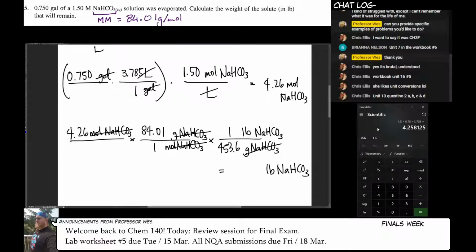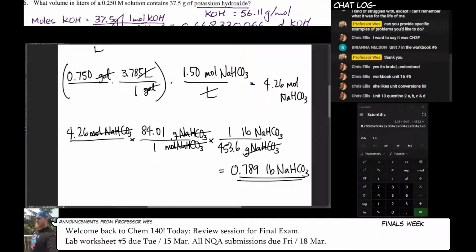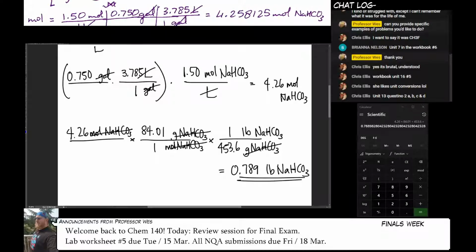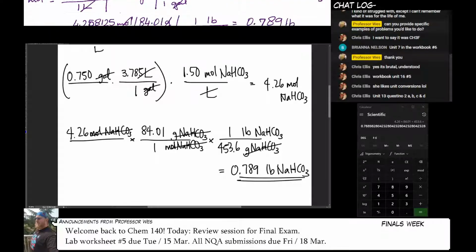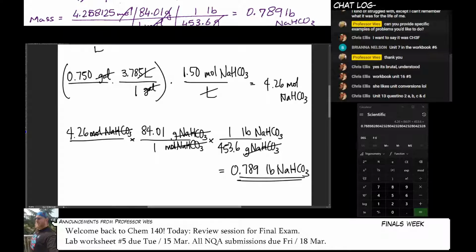And so we'll do that. 4.26, 84.01 over 453.6. And we get, for 3 sig figs, 0.789. And that should be what the solutions key says. And it totally does. Oops, it's not scrolling because... There we go. That's the answer that Samita got.